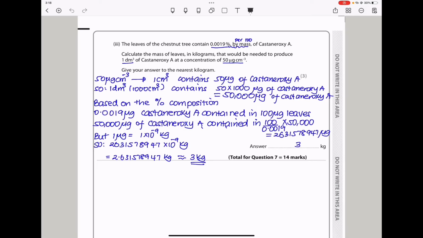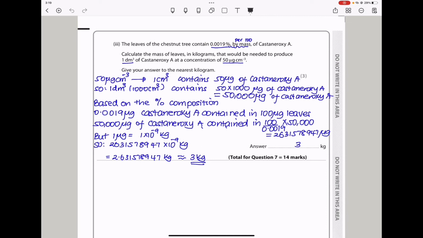0.0019 microgram of castaneroxy A is going to be contained in 100 microgram of leaves because they said 0.0019% by mass, meaning if the mass is going to be 100 microgram of leaves, the mass of castaneroxy A is going to be 0.0019 micrograms. So this is the concentration I'm using here. So 0.0019 microgram of castaneroxy A is contained in 100 microgram.